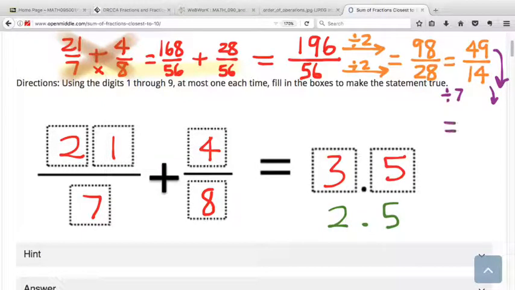So I can take and divide both of these by 7 in the numerator and denominator to give me 7 over 2. And 7 divided by 2 is 3.5.